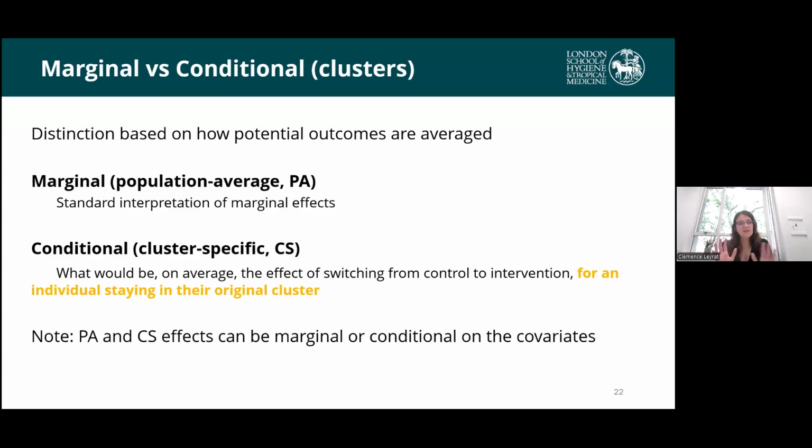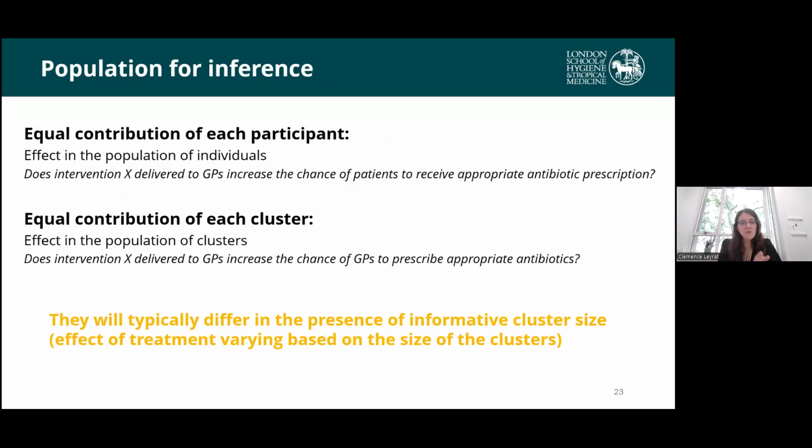So this is the first distinction, and note that these two effects can also be marginal or conditional on the covariates, and I'm not going to talk about that. So already we have two things there, if we consider the effect of covariates. But the second component, which I think is less known, is which population we want to make inference on. We can either decide that we are interested in the effect in the population of individuals, so in that sense, we give the same weight to each participant, or we are interested in the effect in the population of clusters. And in that case, we give the same weight to each cluster.